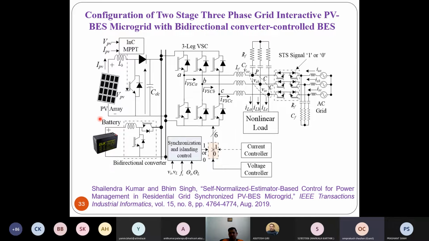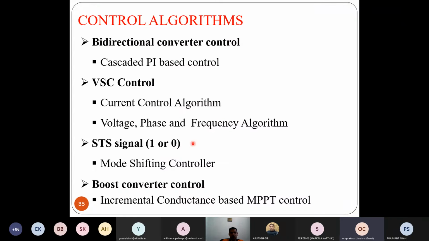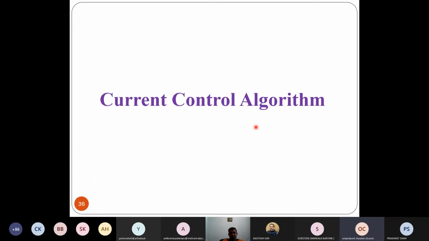This topology has been published in IEEE Transactions on Industrial Informatics in 2019. So this is the 3-phase design. You can go through it. These are the controls which are required: bidirectional control, converter control, VSC control, STS, and boost converter.